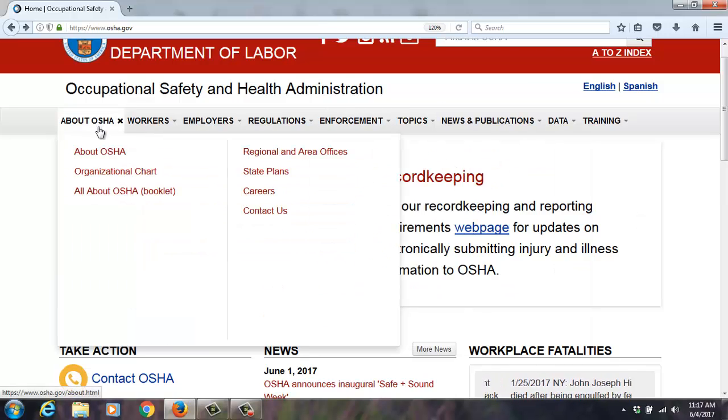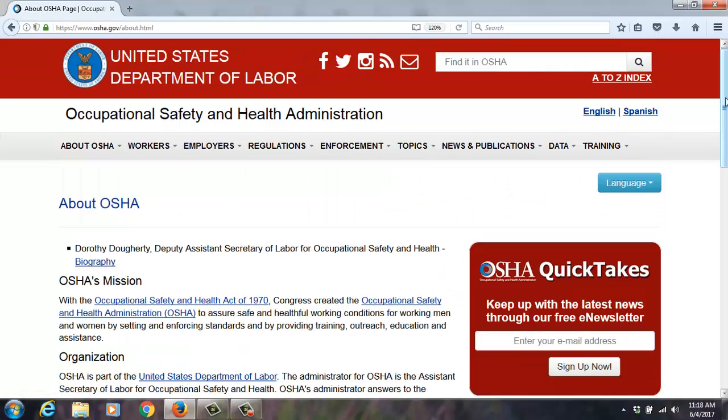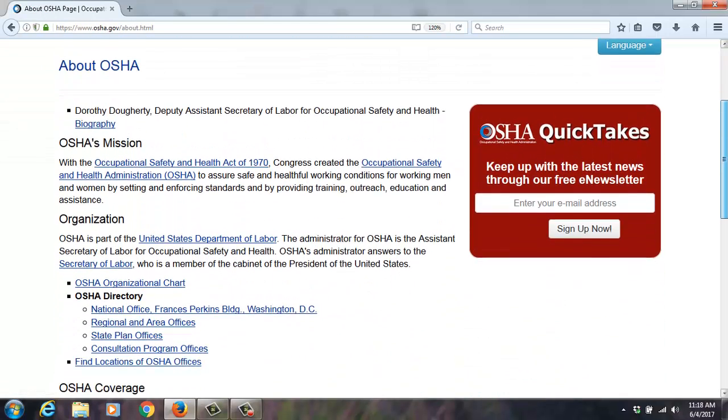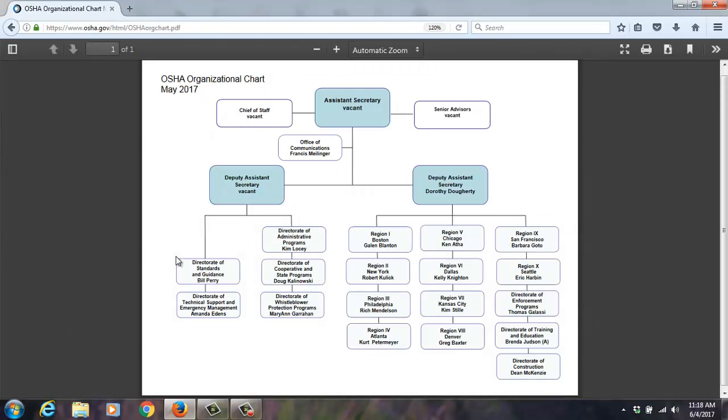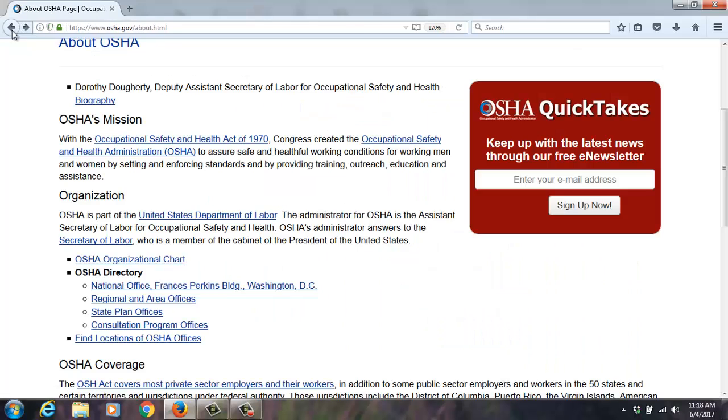Under OSHA, we can get information about OSHA. So if you're my student, you should probably go in here and you can find all kinds of information. We've got a link to the OSHA Act. We've got history on OSHA. We've got the organizational chart, which at this point in time, the beginning of June of 2017, the assistant secretary and their backups have not been assigned yet. So we do not have an assistant secretary of OSHA right now.